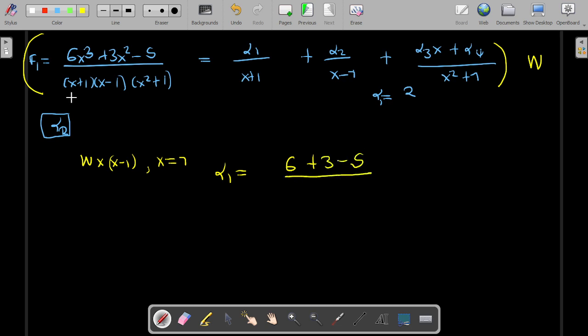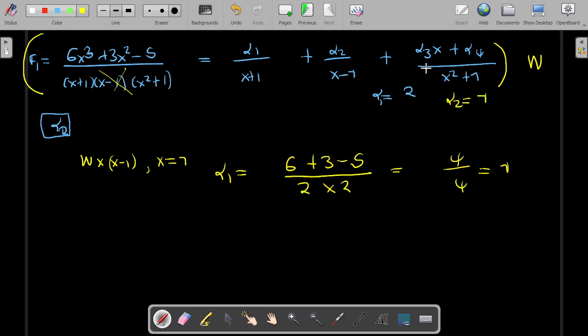Now this is going to be divided by 2, right? This is going to be 2. Now this quantity, we're not going to have x minus 1 because we've multiplied by x minus 1, so it will divide here. So here we're going to have 2, and then multiplied by 1 squared, which is 1, so here we'll have 2 multiplied by 2. Now this is equal to, here we have 6 plus 3 is 9, and then 9 minus 5 is 4, and then 4 divided by 4 is 1. So we get that alpha 1 is equal to 2, and alpha 2 is equal to 1.